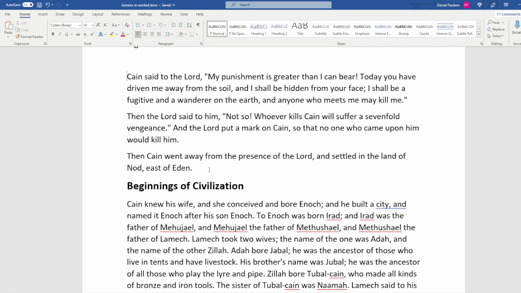Cain said to the Lord, my punishment is greater than I can bear. Today you have driven me away from the soil, and I shall be hidden from your face. I shall be a fugitive and wander the earth, and anyone who meets me may kill me. Okay, so this is really ourself. It's a story. It's a story that is for the culture.